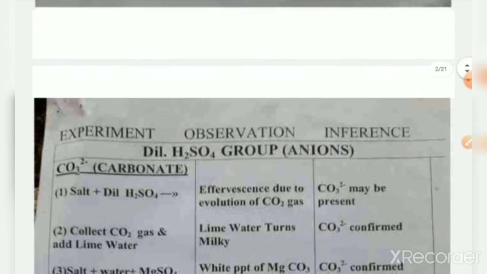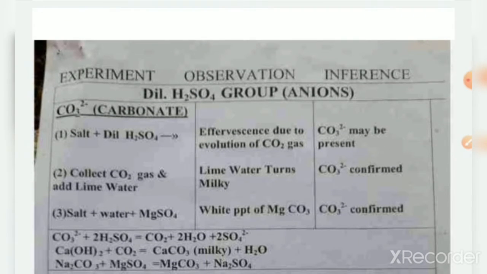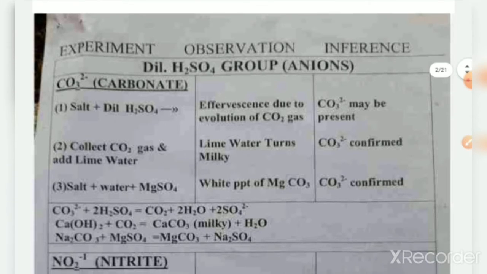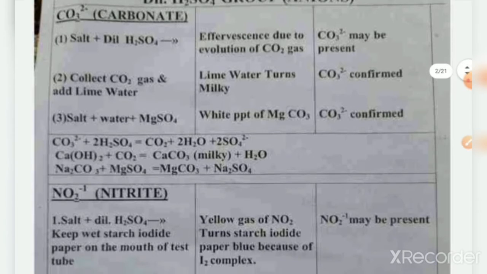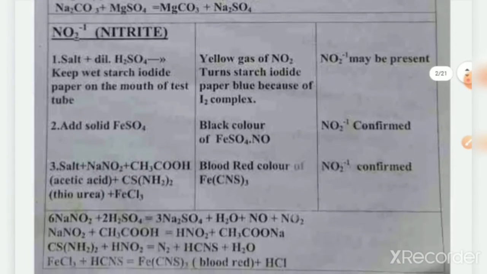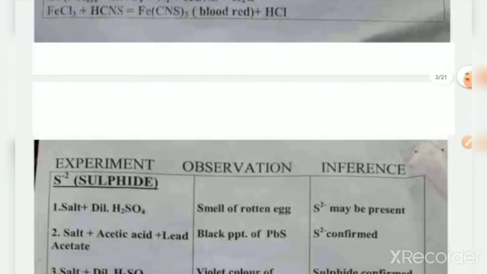Thereafter you all know that the whole experiment is divided into three categories: experiment, observation and inference. And the experiment will be of two types, that is a preliminary test and a confirmatory test. You see here the test of the acid radical, carbonate, is given. Thereafter the test of the nitrate is given. Their equation is also given here.